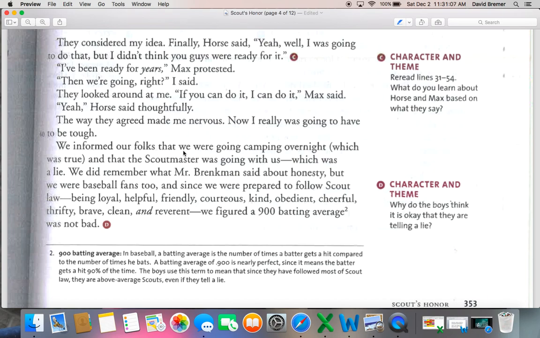We informed our folks that we were going camping overnight, which was true, and that Scoutmaster Brinkman was going with us, which was a lie. We did remember what Mr. Brinkman said about honesty, but we were baseball fans too. And since we were prepared to follow Scout law, being loyal, helpful, friendly, courteous, kind, obedient, cheerful, thrifty, brave, clean, and reverent, we figured a .900 batting average was not too bad.